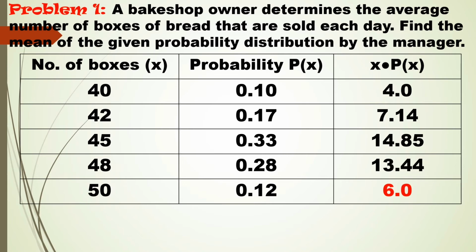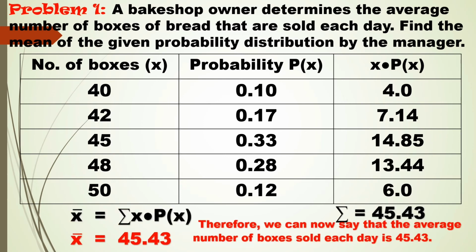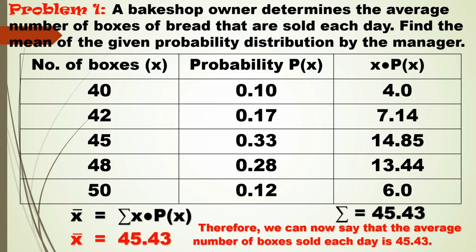Next, we will get the summation of all the results of x times P of x, or on the third column, and its sum is equal to 45.43. Again, the formula for getting the mean of a probability distribution equals the summation of x times P of x, which is equivalent to 45.43. Therefore, on the given problem, we can now say that the average number of boxes of bread sold each day is 45.43.